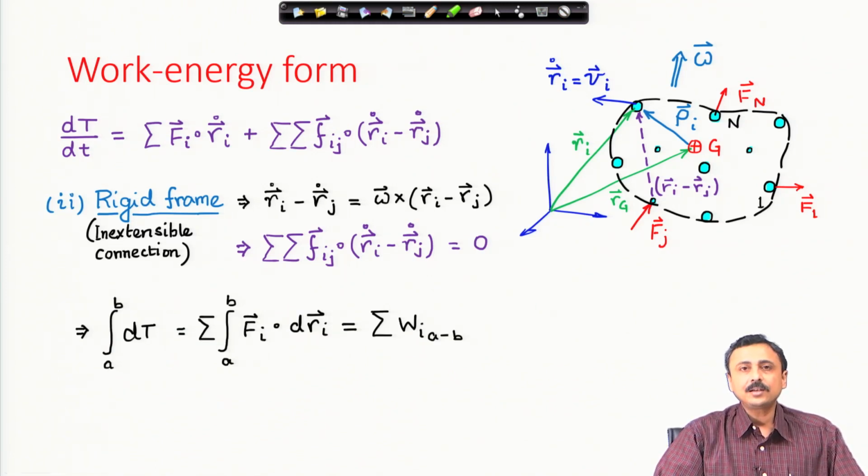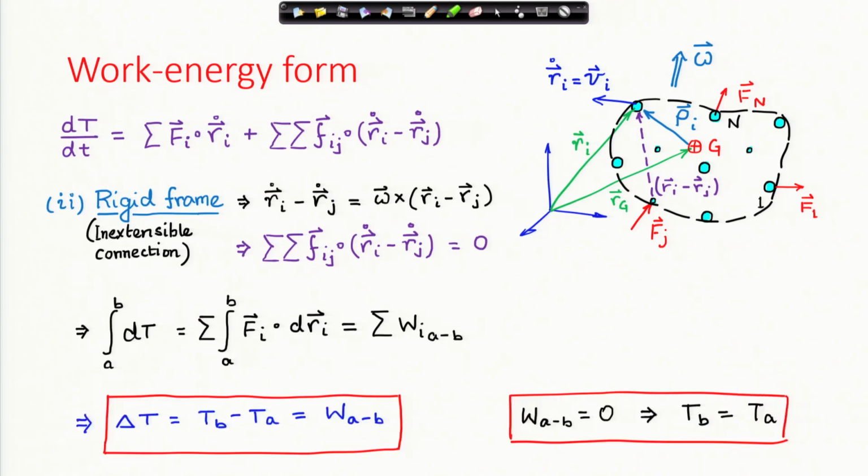In that case, again the second term on the right hand side of our work energy relation drops off, and we are left with the change in kinetic energy on the left hand side and the work done by external forces on the right hand side, and we get back the work energy relation as before. But the only thing you have to remember is that this is the change in kinetic energy of the total system on the left hand side, and that is equal to the work done on the total system by all the external forces.